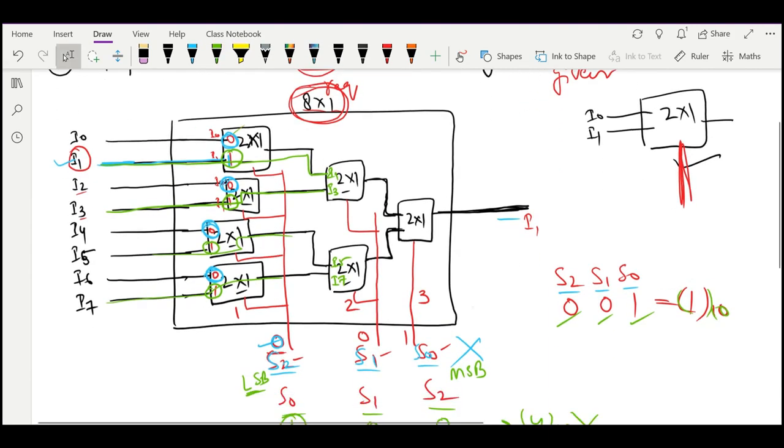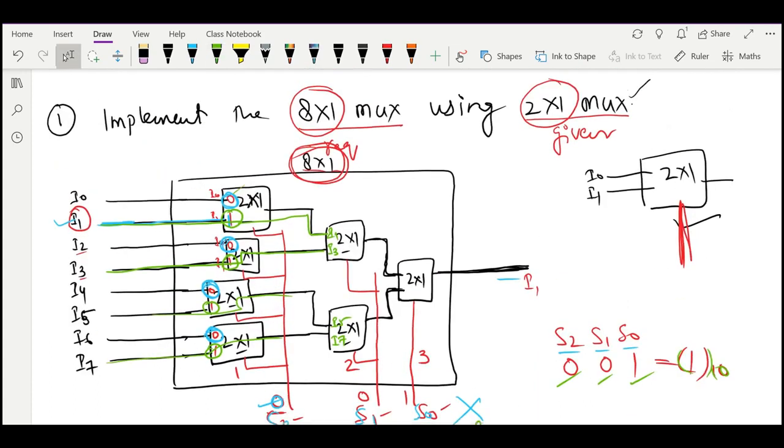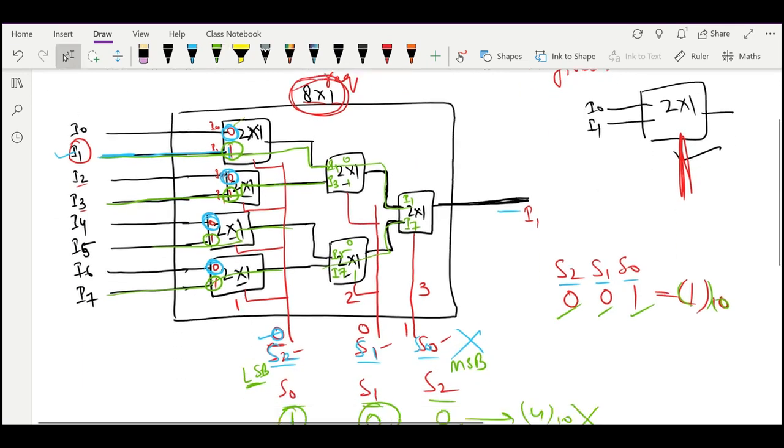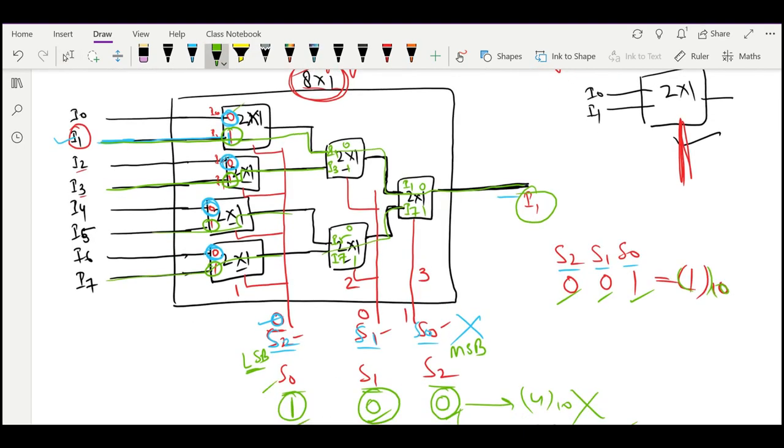Okay, now if we have given S1 as 0, what will happen? So here 0, 1, 0, 1. So this will be I1 and this will be I7. And here also at S2 we have given 0, which is 0, 1. So this will be the output, and I wanted the output to be I1. So that means it has to be S0, S1, S2, not the other way around.